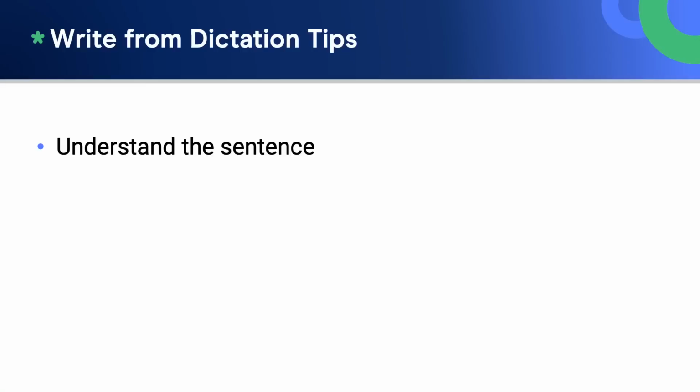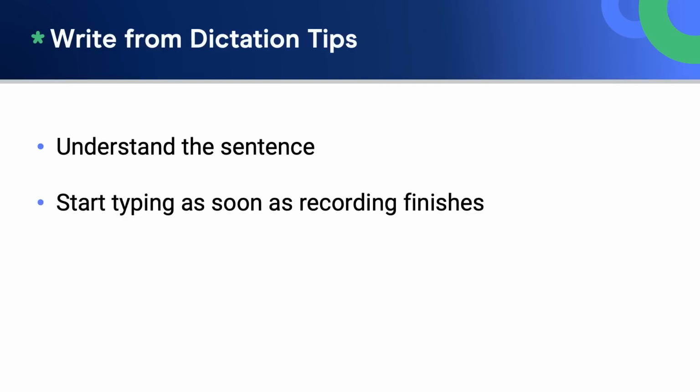First, try to listen really carefully so you actually understand the sentence. When it makes sense to you, it will be easier to remember. Start typing as soon as the audio finishes so you can get every word you remember into the text box. Don't worry too much about spelling or grammar at this point. You can check this later.